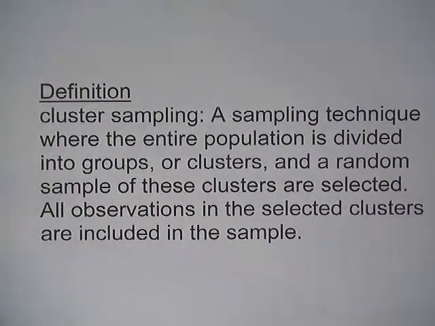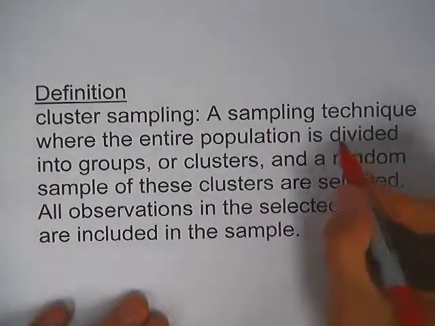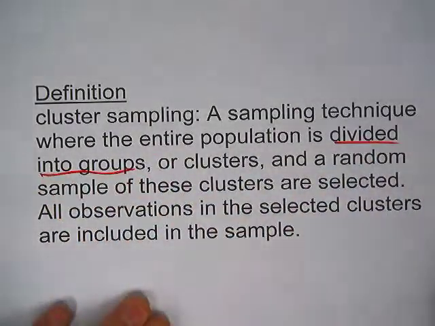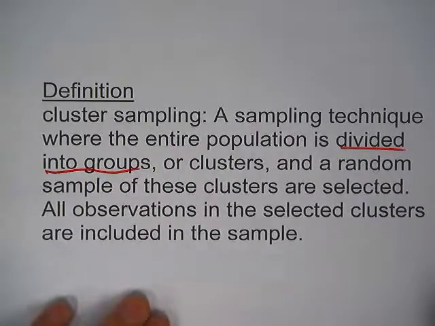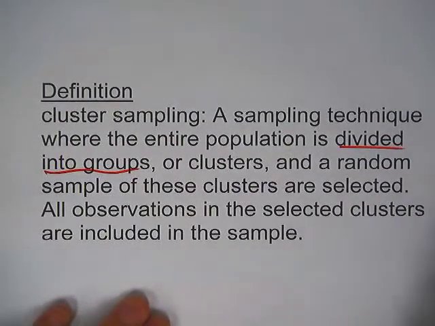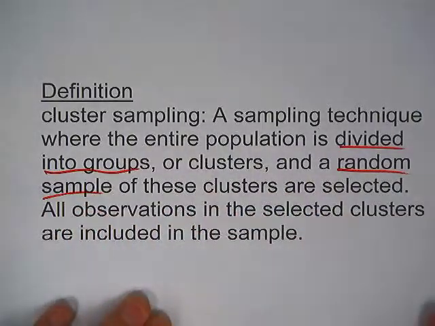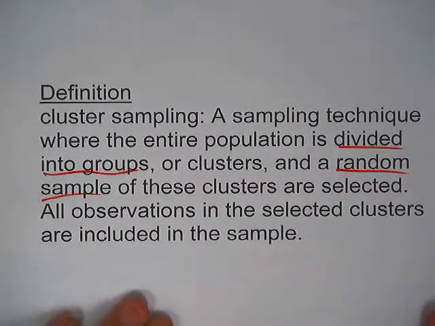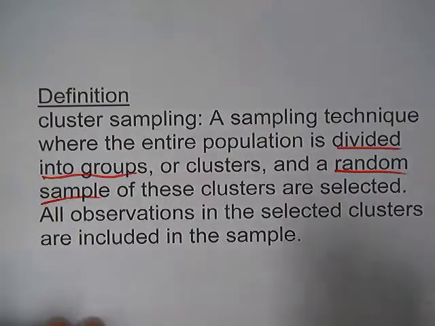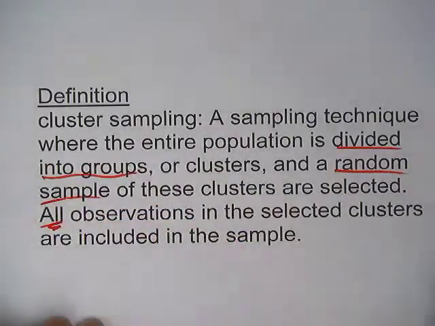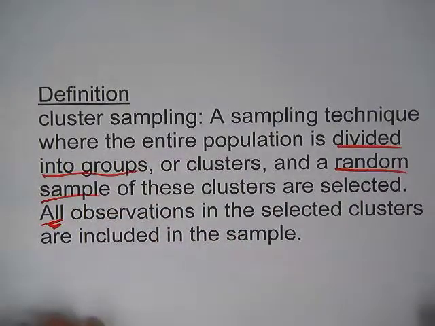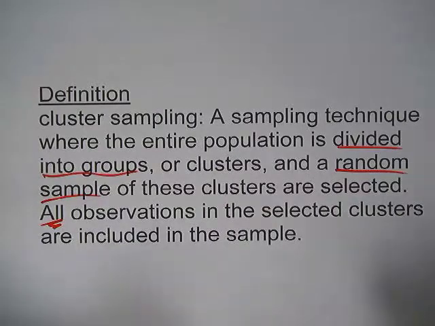Cluster sampling is a sampling technique where the entire population is divided into groups called clusters, and a random sample of these clusters are selected. All observations in the selected clusters are included in the sample. Key thing being all. So everything within the cluster will become part of your cluster sample.